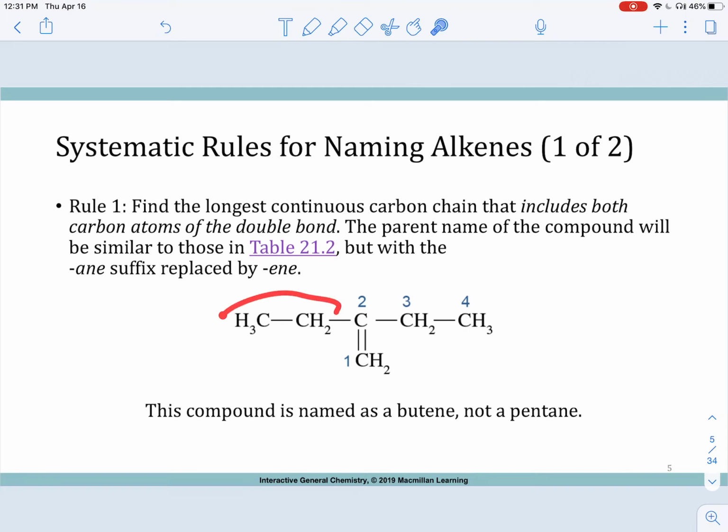This then becomes a substituent instead. So this is not part of the parent chain. This becomes an ethyl group, a substituent. So that's really important when naming alkenes. This takes precedent over the numbering. We want to keep that in the longest chain. So this is a but and not a pent for this chain here.